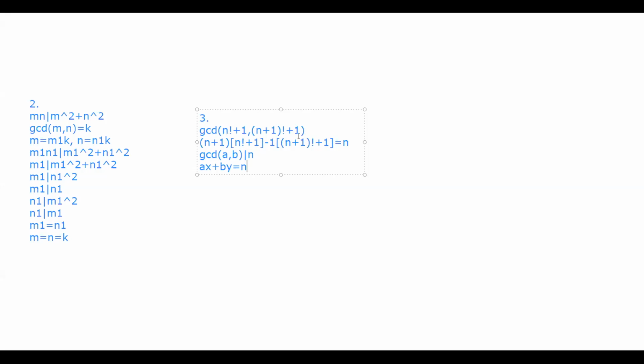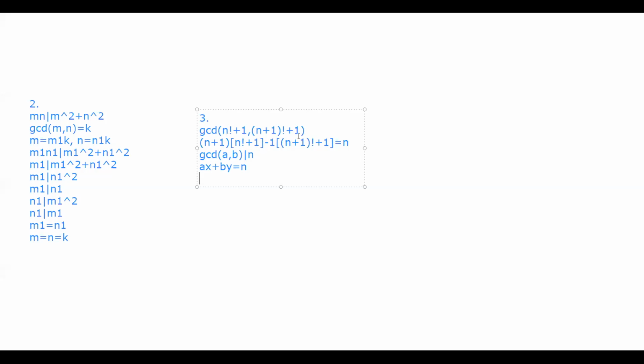You can take this down in your notebook. It's an important property. If GCD of A comma B divides n, then there exist integers x and y such that ax plus by equals n. It's a very helpful property. I want you to prove this property also. If you have answers, you can post them in Google Classroom or send them to my mail, which is given in the Google Classroom. So I will use this property now.